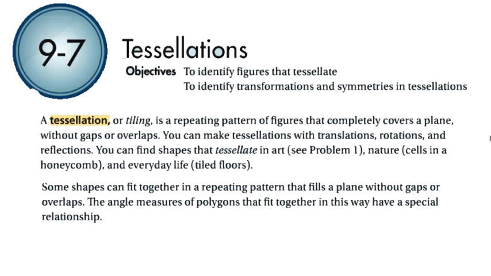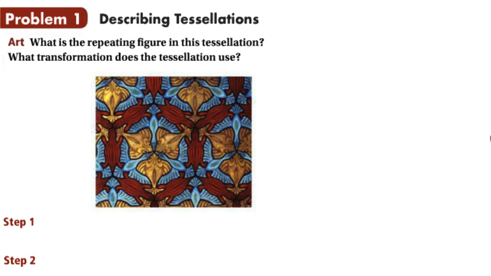and we're going to talk about those. So here's our first example from art, and it says, what is the repeating figure in the tessellation, and what transformation does the tessellation use? Well, the first step, we're going to try to answer the first question, what is the repeating figure?